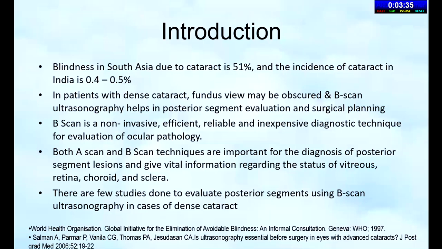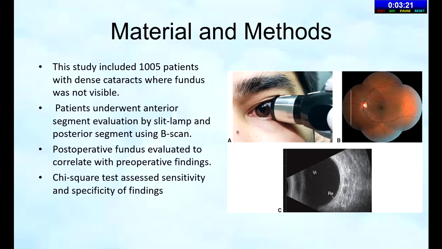Both A-scan and B-scan techniques are important for the diagnosis of posterior segment lesions and give vital information regarding the status of vitreous, retina, choroid, and sclera. There are few studies done to evaluate the posterior segment using B-scan ultrasonography in cases of dense cataracts. Material and method: this study included 1,005 patients with dense cataract where the fundus was not visible. Patients underwent anterior segment evaluation by slit lamp and posterior segment evaluation using B-scan. Postoperative fundus was evaluated to correlate with preoperative findings. Chi-square test assessed sensitivity and specificity of findings.